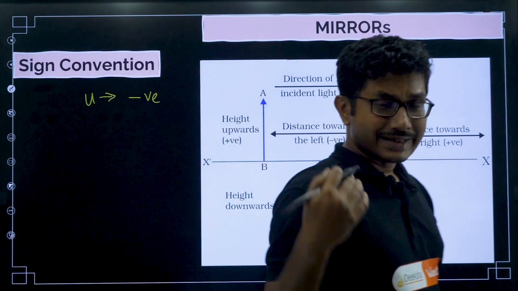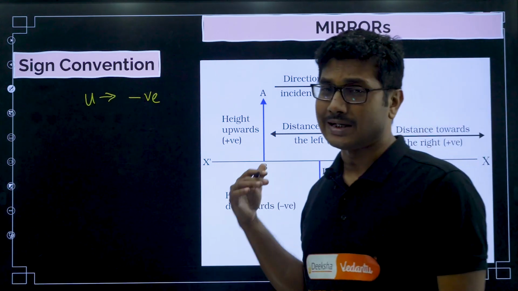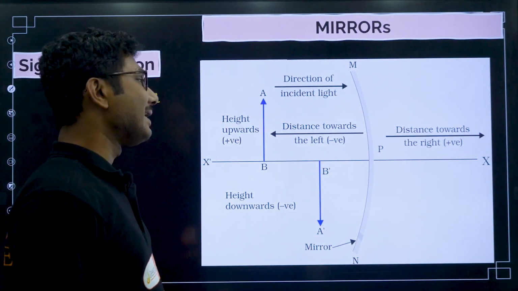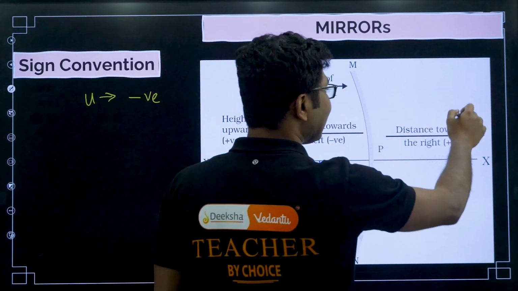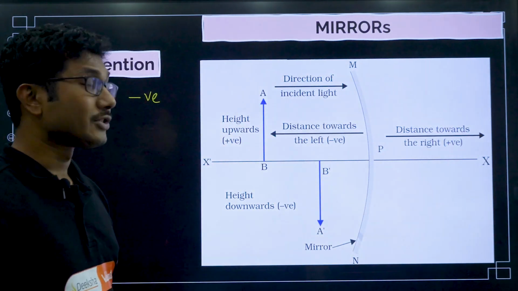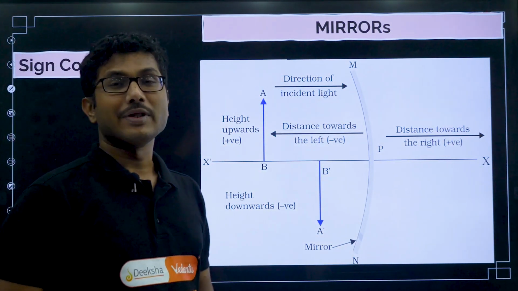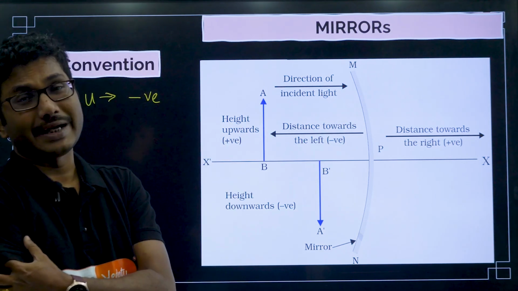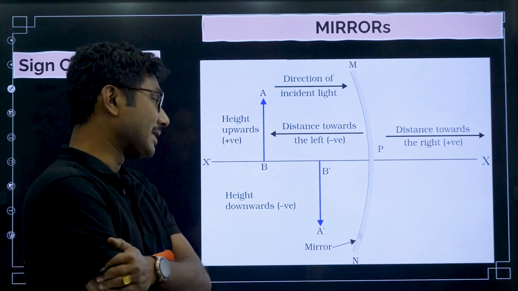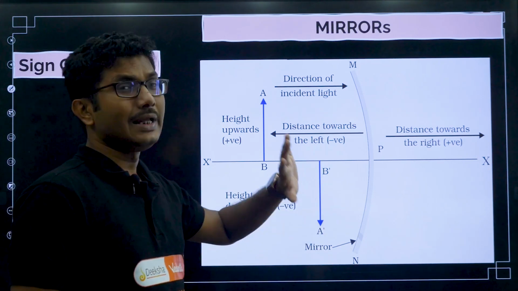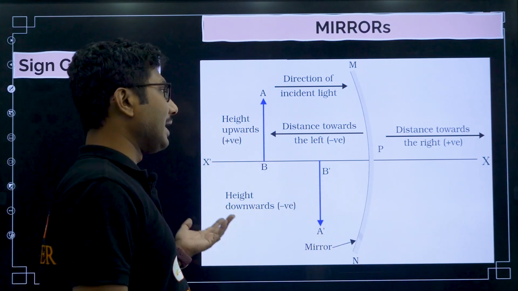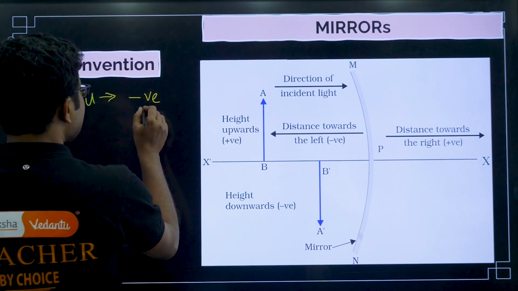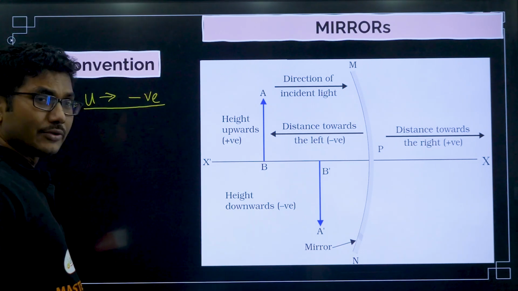Now for lenses also we will use the same sign convention. What is different in that case? In case of lenses, if the image is real, then the image distance will be positive, and if the image is virtual, that is on the same side of the object, in that case we will get the image distance to be negative, just opposite. V will be opposite based on whether you are using a mirror or a lens. Okay. Now object distance is always negative no matter whatever you are using.